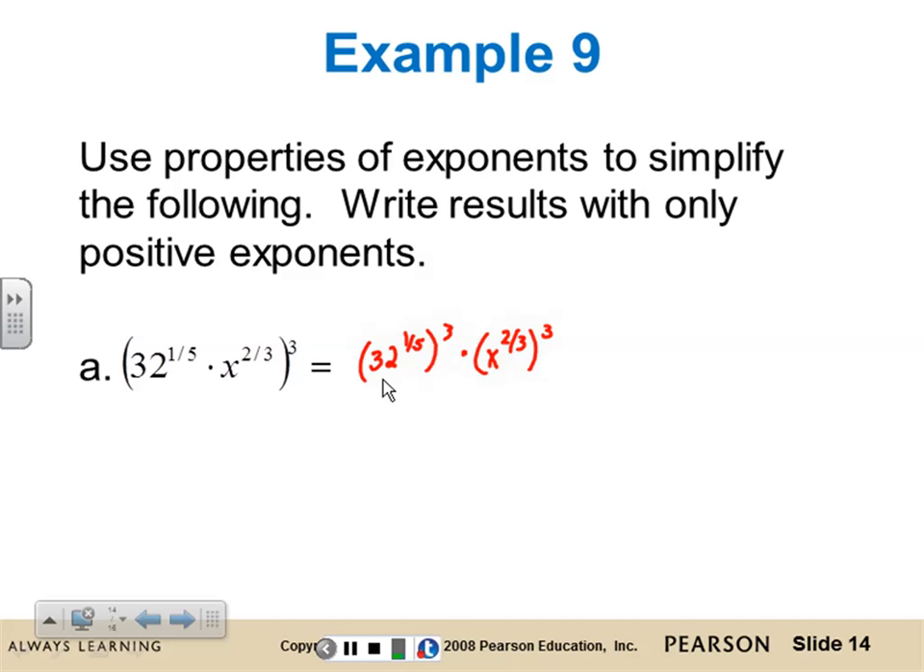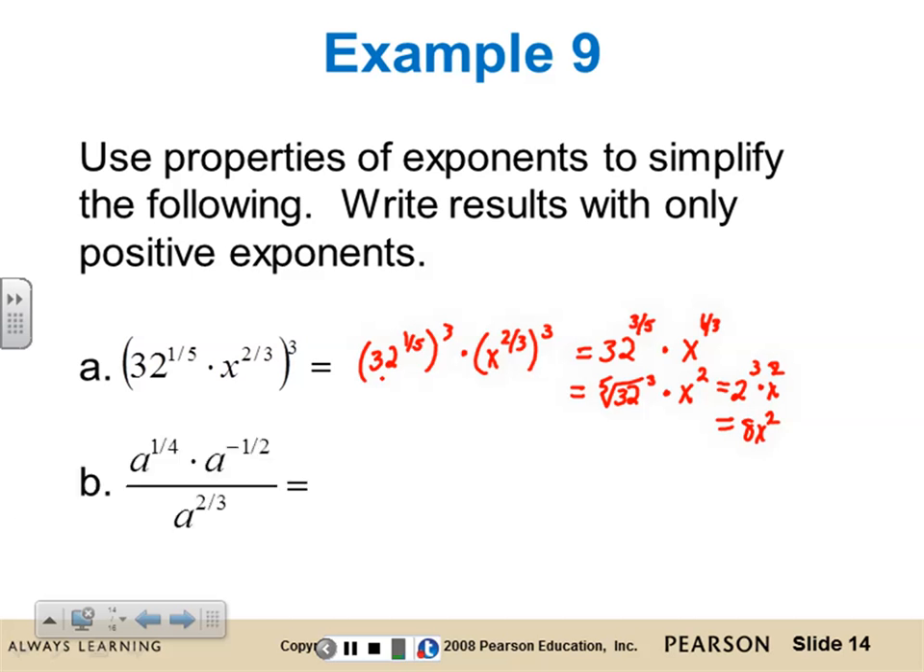Now we have a power to a power, so we multiply. So we're going to have 32 to the 3/5 times x to the 6/3, and if you want to go ahead and reduce that, you can. And so now we're going to have the 5th root of 32 cubed times x squared. So now we're going to have the 5th root of 32 is 2 cubed times x squared, not cubed, x squared. And then we're going to have 8x squared.